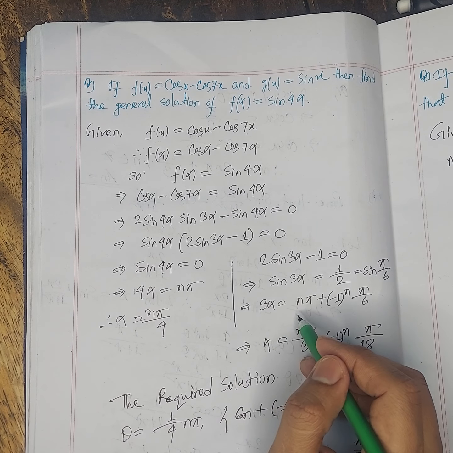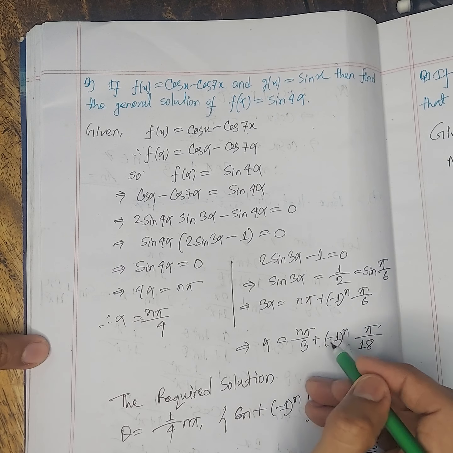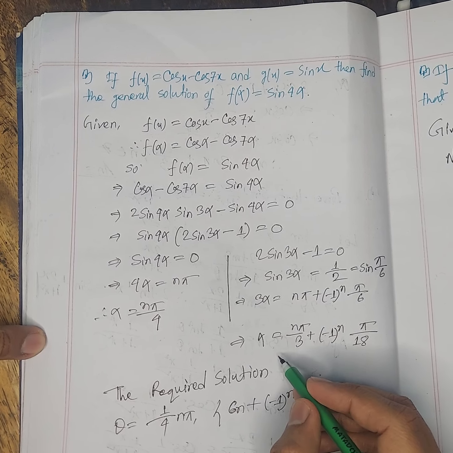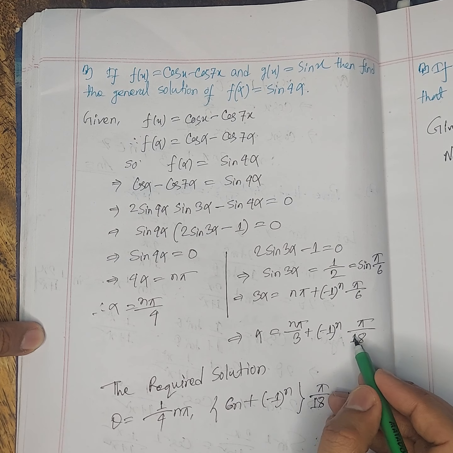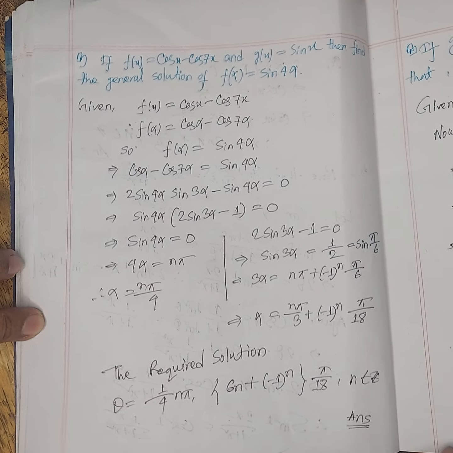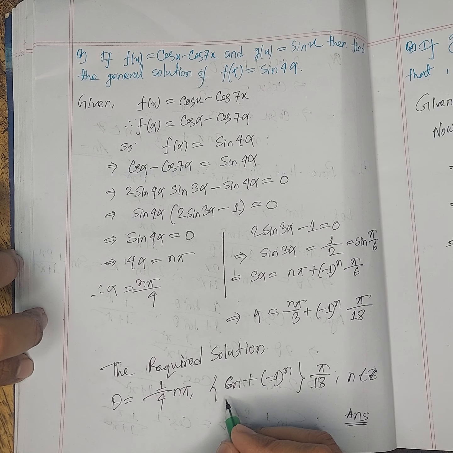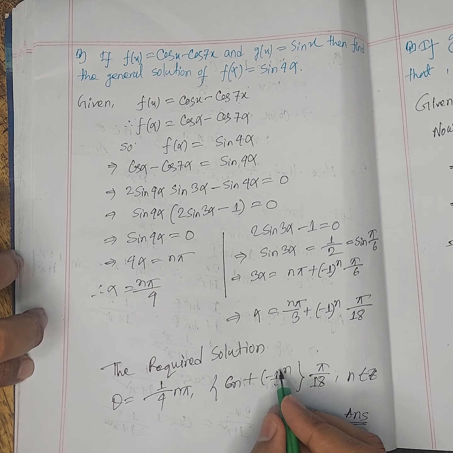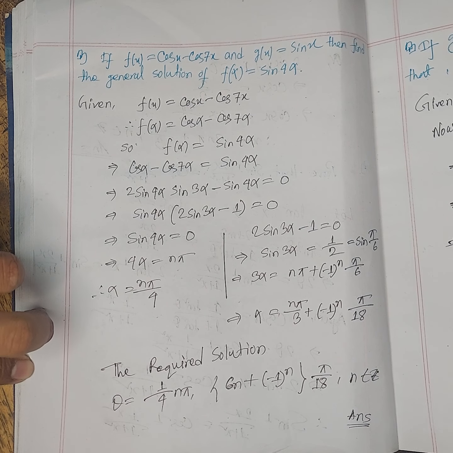3 alpha is equal to n pi plus minus 1 to the power n pi by 6. So alpha is equal to n pi by 3 plus minus 1 to the power n times pi by 18. So alpha is equal to n pi by 4 and n pi by 3 plus minus 1 to the power n pi by 18, where n belongs to Z.